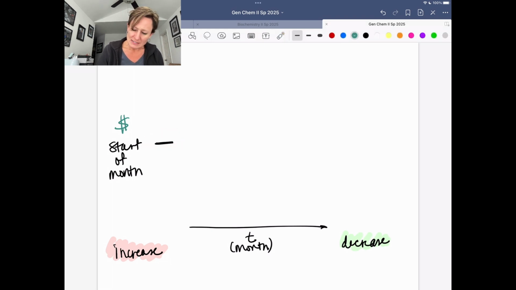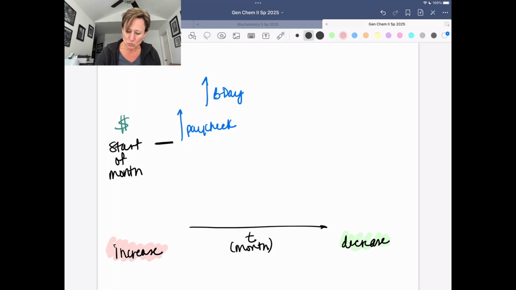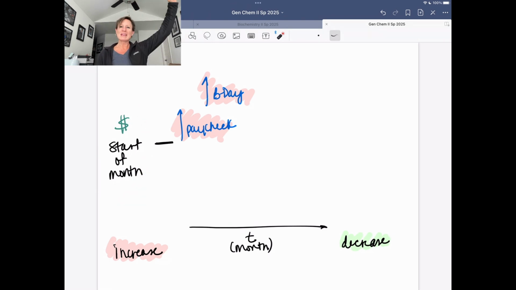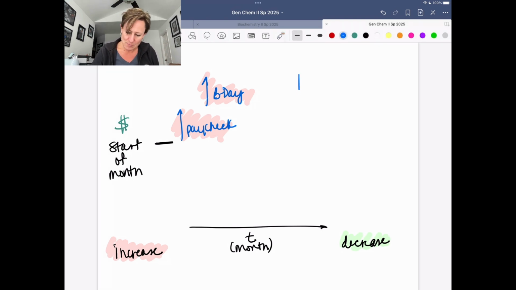So let's imagine some things that happen early on. Maybe you deposit a paycheck. So that's going to increase your bank account. Maybe grandma gives you some birthday money. So you've got birthday money that's going to add to your bank account. So again, we're highlighting that these are things that are increases to what we're measuring on our y-axis, which is the value of our bank account. We're increasing in energy.